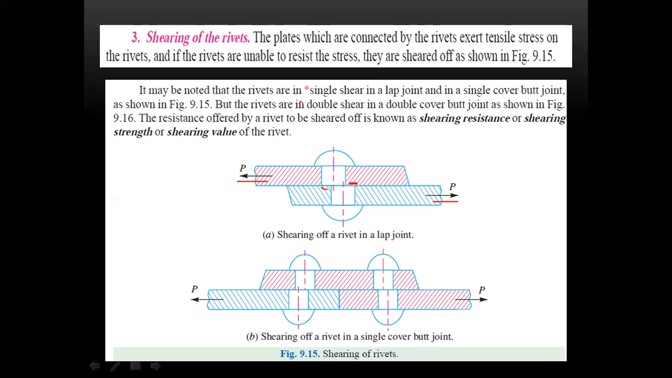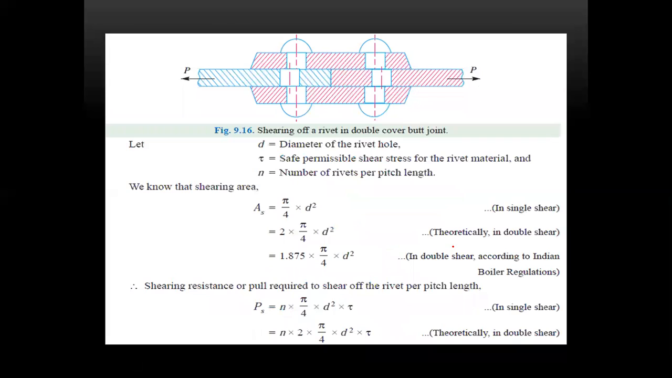It may be noted that the rivets are in single shear in the lap joint and single covered butt joint. So this can be applied only for some applications. But the rivets are in double shear in a double covered butt joint. The resistance offered by the rivet to being sheared off is known as shearing resistance. So the single lap and the double lap differ; the shearing occurs in this direction. Shearing of the rivet hole in a double cover joint.